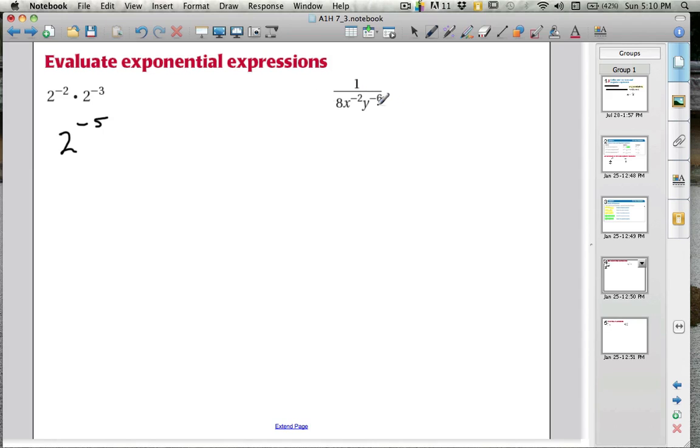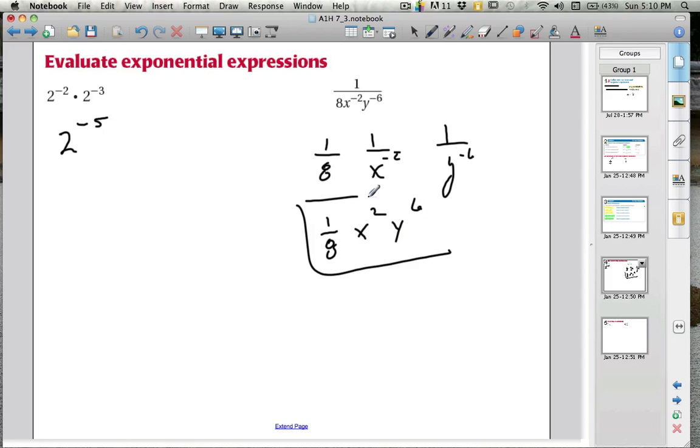Now, what's interesting is if I split these into 3 separate fractions, 1/8, 1 over x to the negative 2, 1 over y to the negative 6, this is going to be 1/8, and the inverse of this is just x squared, and y to the 6th. This is the way this simplifies out.